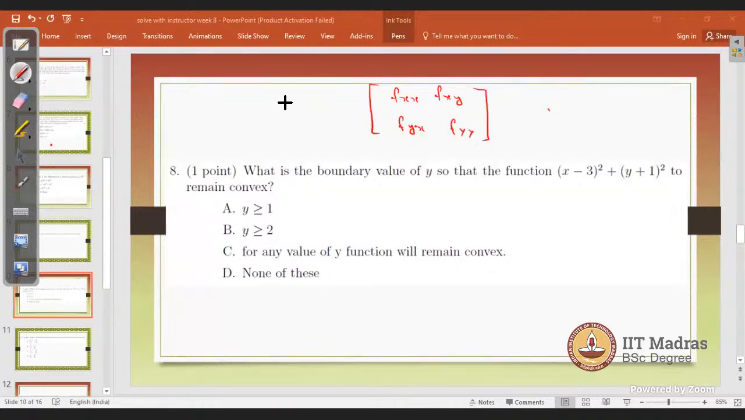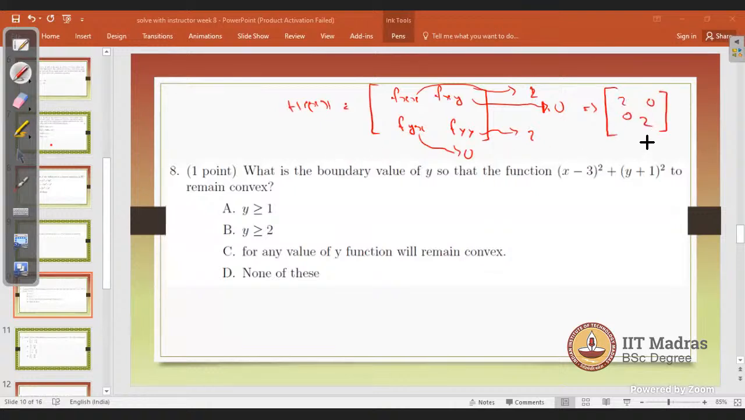Last time everyone used to answer in every week's question, but this time people are loaded with more work, so that's okay. For f of xx, we double differentiate this one, so we get 2. For f of xy we get 0, for f of yx we get 0, and for f of yy we get 2. So it will be 2, 0, 0, 2.